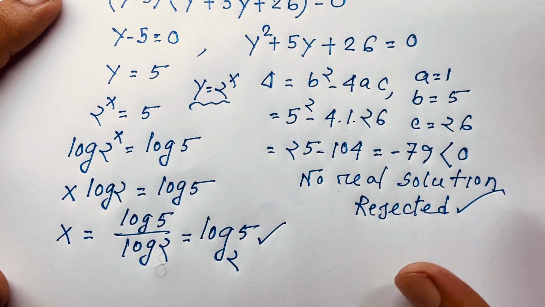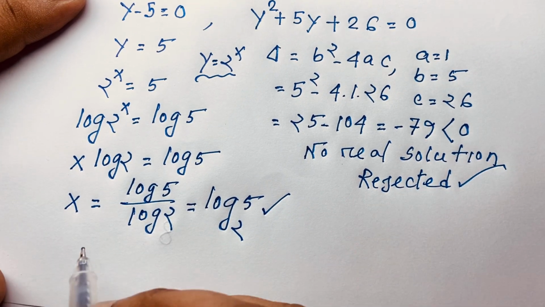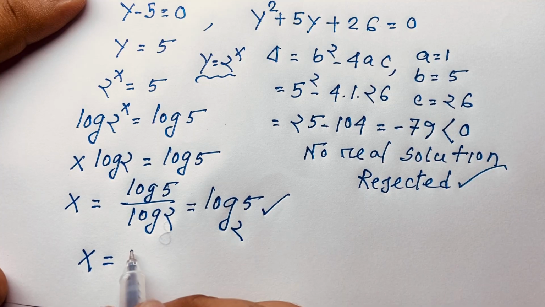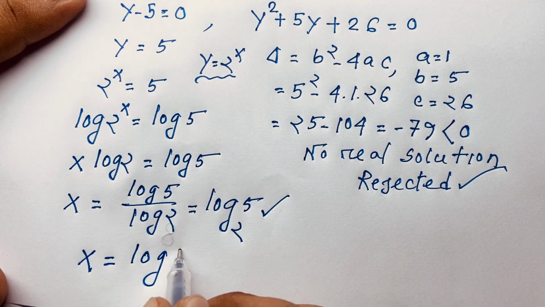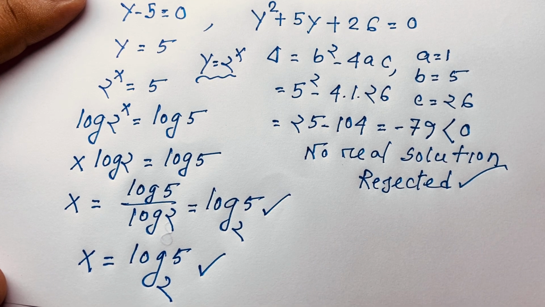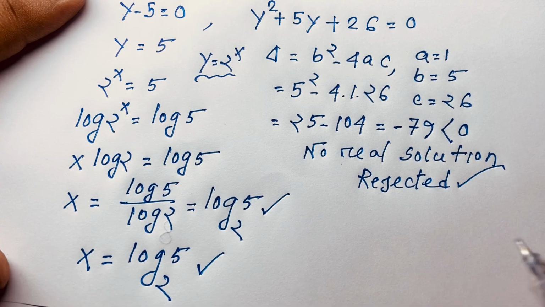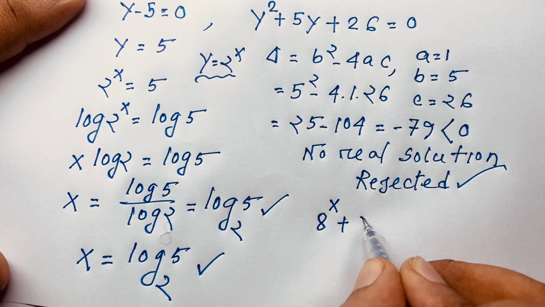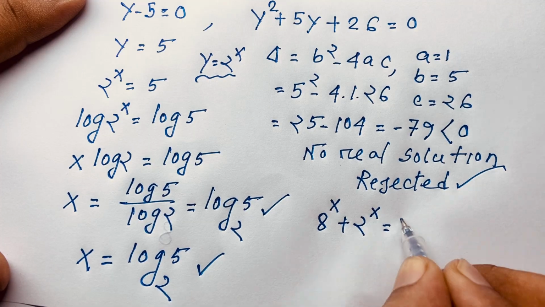This is our final answer in this maths Olympiad question, in this maths problem. So here x will be log 5 base 2. This is the value of x in this exponential maths problem. Let's check our question. It is 8 to the power x plus 2 to the power x is equal to 130.